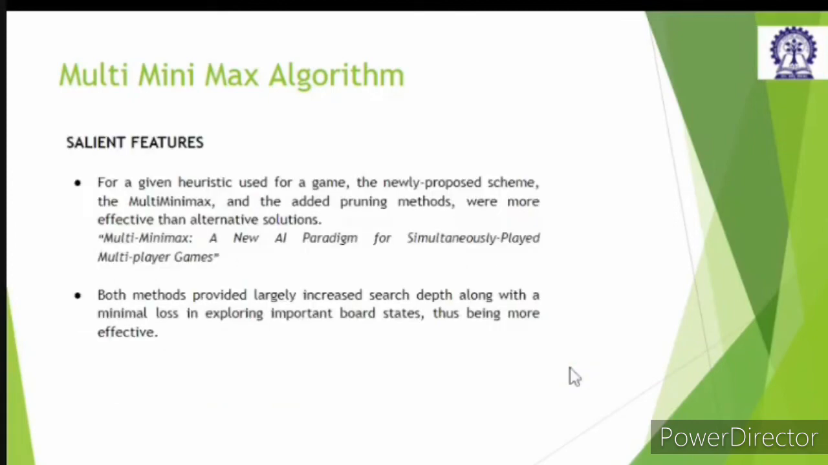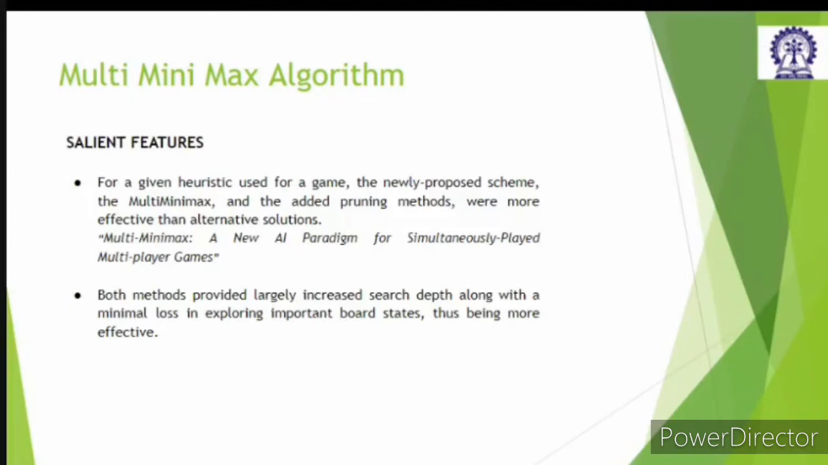Now there are some salient features that need to be discussed. For a given heuristic used for a game, the newly proposed scheme, the multi-minimax, and the added pruning method were more effective than the alternate solutions. Here, the alternate solutions mean the previous algorithms discussed, that is, the paranoid search, the BRS, and MaxN. The details of this experiment can be found in the paper given in the link mentioned below. That is, multi-minimax, a new AI paradigm for simultaneously played multiplayer games.